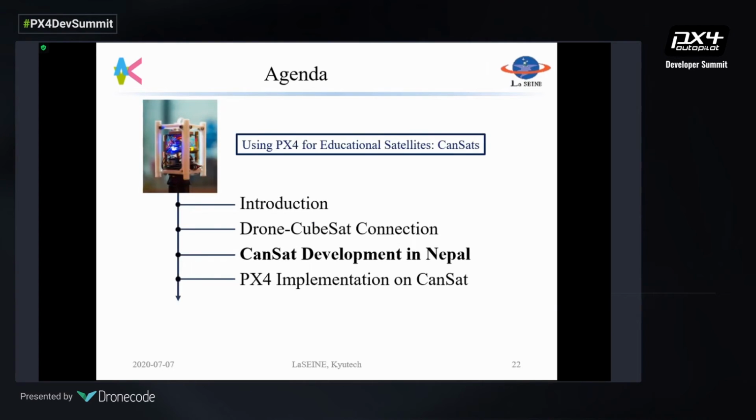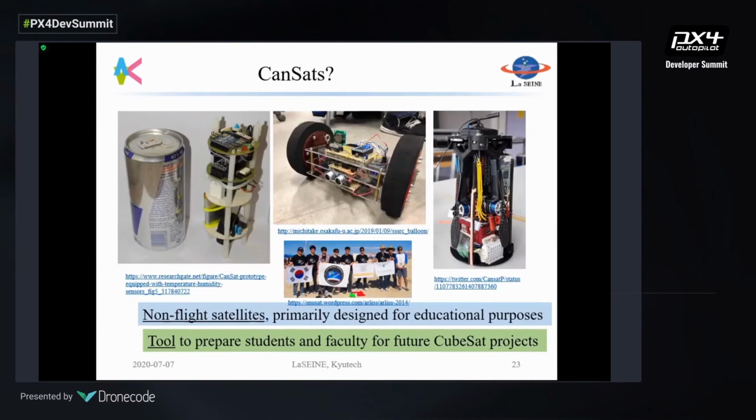So let's talk about CanSat development in Nepal. What are CanSats? CanSats are non-flight satellites primarily designed for educational purposes. It's a tool to prepare students and faculty for future CubeSat projects. As you can see here, you can fit a satellite inside a can, and as it has evolved, there are components used from drones.